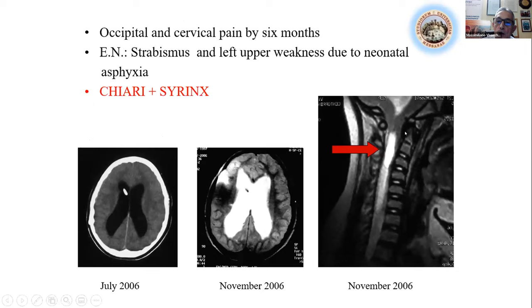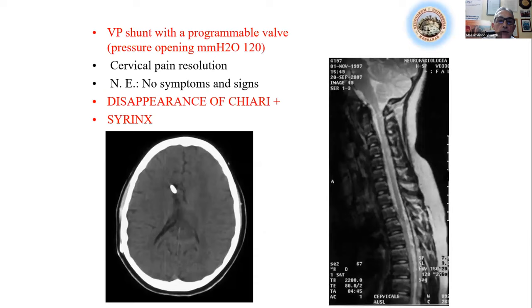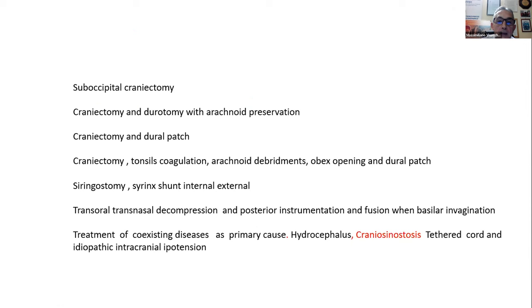tonsillary herniation, as well as a reoccurrence of syringomyelia. And when we correct surgically the CSF drainage shunting system malfunction, we have a complete disappearance of the Chiari formation, as well as syrinx. Not operating by posterior approach the tonsillary herniation, but just correcting the hydrocephalus.